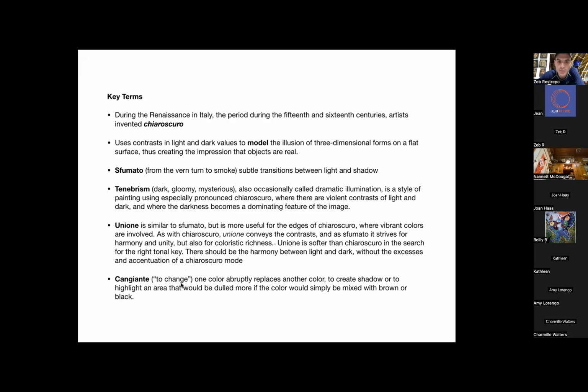Cangiante is when one color abruptly replaces another color. Michelangelo is a really good example of his work. We'll take a look; I think I included some of his work in here. I don't remember, but tenebrism is also usually associated with Caravaggio as well, okay? And then sfumato with Da Vinci.